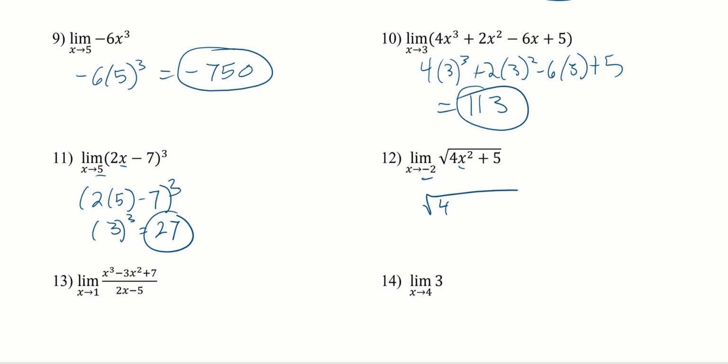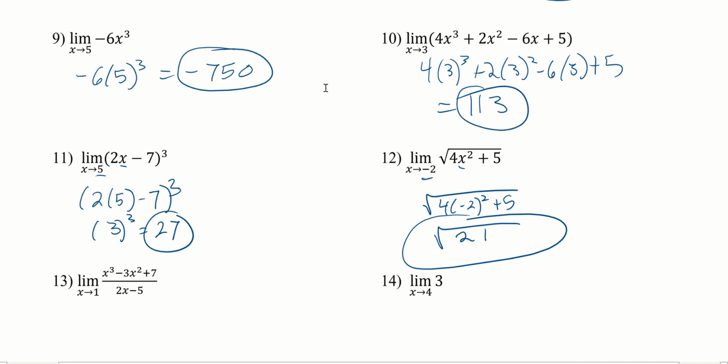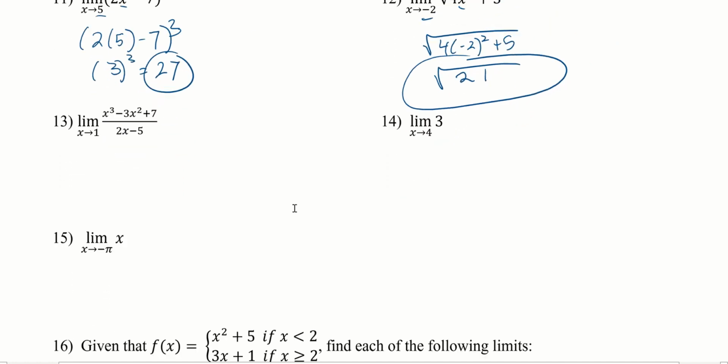So square root of 4 times negative 2 squared, thankfully, under the root there. And then we got the square root of 4 times 4, so 16 plus 5, so that would be 21. Square root of 21 is as simplified as we can make it, so we can't really break it down at all.